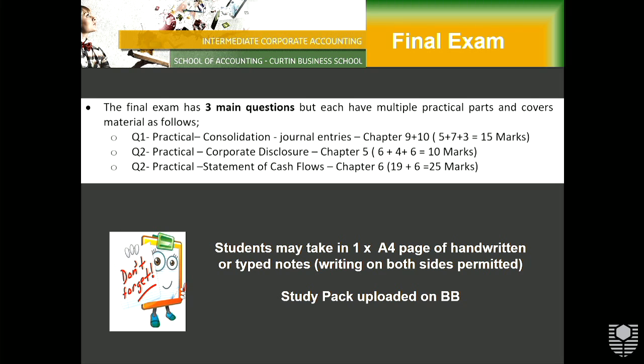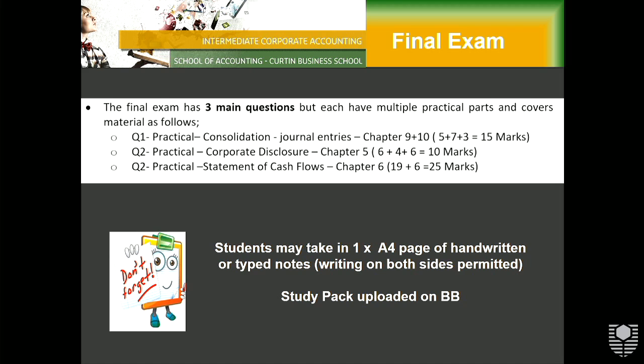Only because you lose track of time. It's a long question, requires quite a bit of reading, and if you get engrossed in it, boom, all of a sudden you look up and an hour and a half is gone. You've got 2 hours and 10 minutes, so you need to allocate your time according to the marks allocation. 25 marks, half the exam, is 1 hour. And then the equivalent for your corporate disclosure and your consolidation.